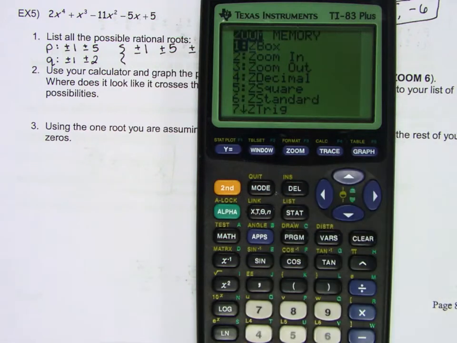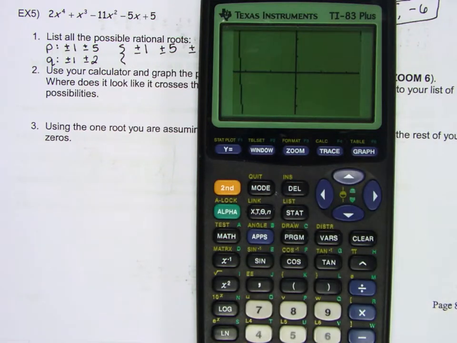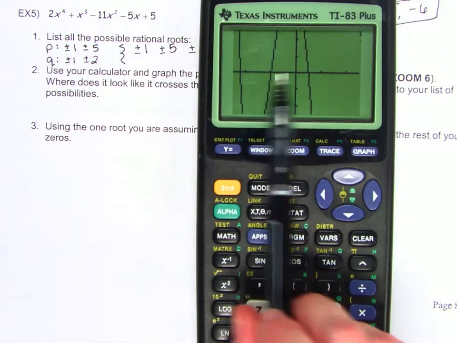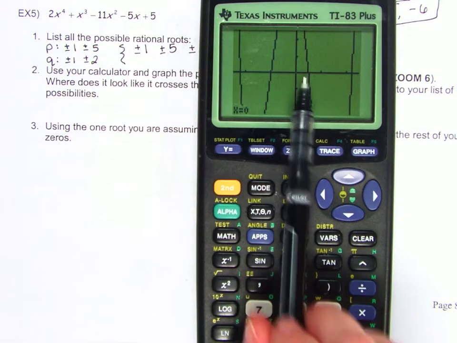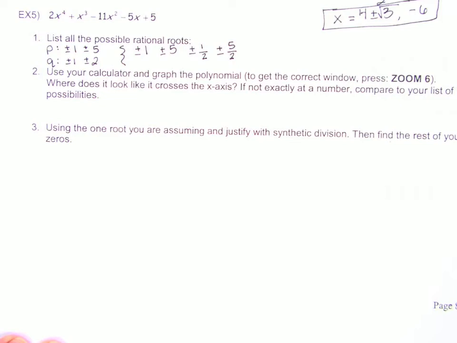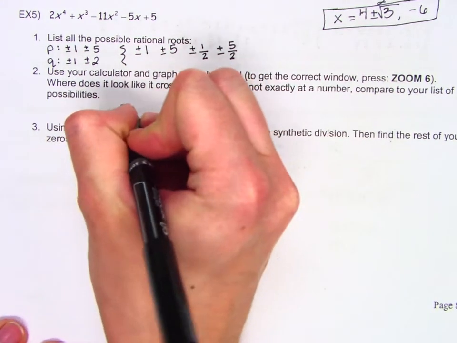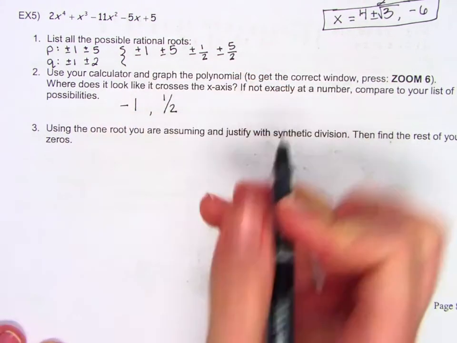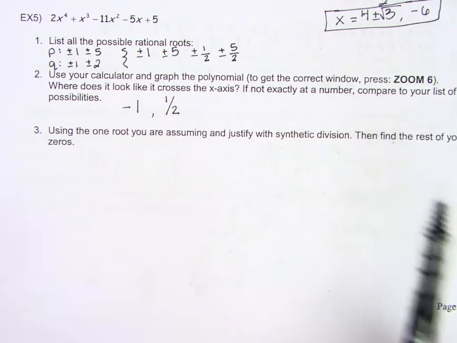Let's zoom in a little further. Ooh, that looks nice, right at -1. And that looks like a positive 1/2. Conveniently, -1 and positive 1/2 are possible rational roots. Those are the two that I'm going to start with.